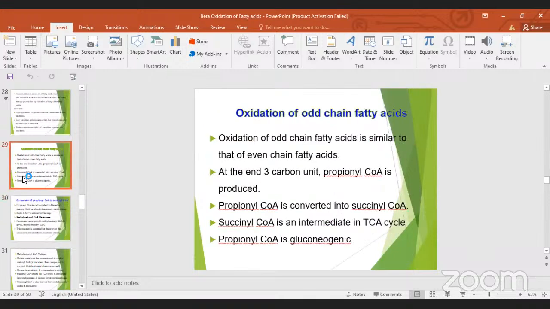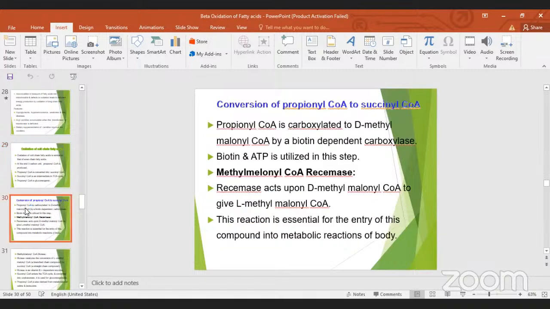This is the principal reason propionyl-CoA is gluconeogenic. Coming to the conversion of propionyl-CoA to succinyl-CoA: propionyl-CoA is carboxylated to D-methylmalonyl-CoA by a biotin-dependent carboxylase. Biotin and ATP are utilized in this step.